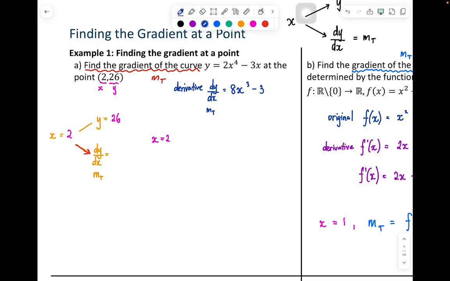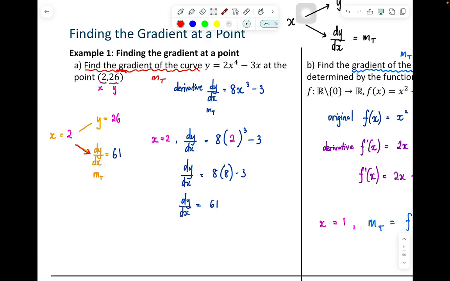And so we can find our derivative. So 8x cubed minus 3, we're going to substitute that 2 in. 64 minus 3 is 61. So that means that the gradient at that single point at x equals 2, or the coordinate 2 and 26, the gradient is 61.